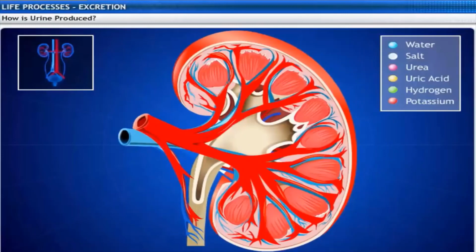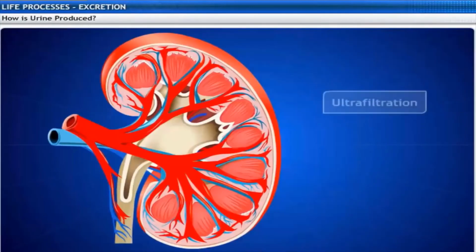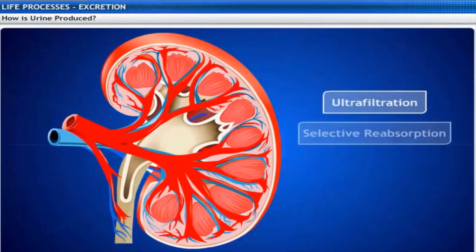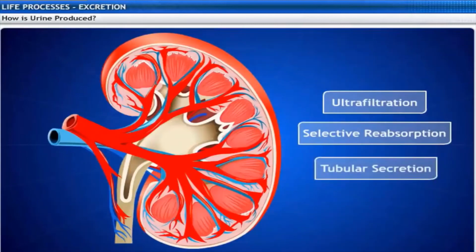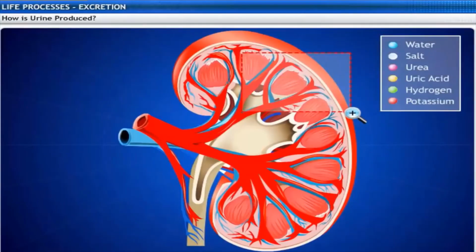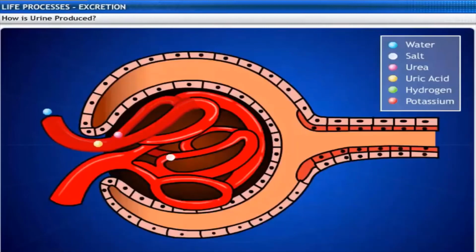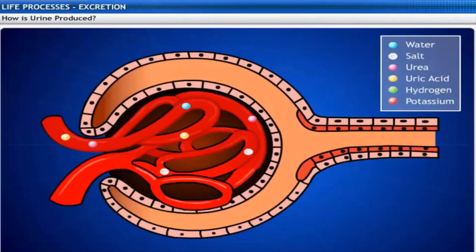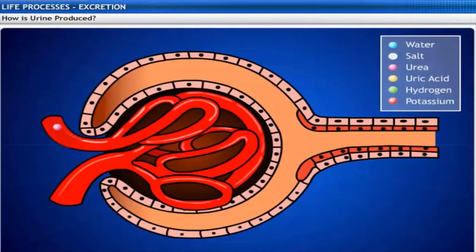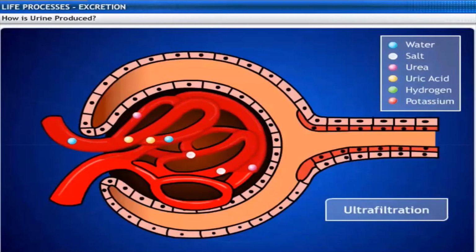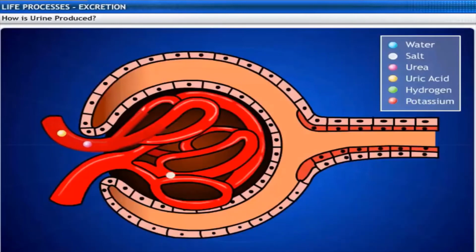The kidney performs three functions leading to urine formation: ultrafiltration, selective reabsorption, and tubular secretion. Nephrons filter minerals, wastes, and water but retain red cells, proteins, and large molecules. This process is known as ultrafiltration. The filtered blood is returned to the body through the veins.